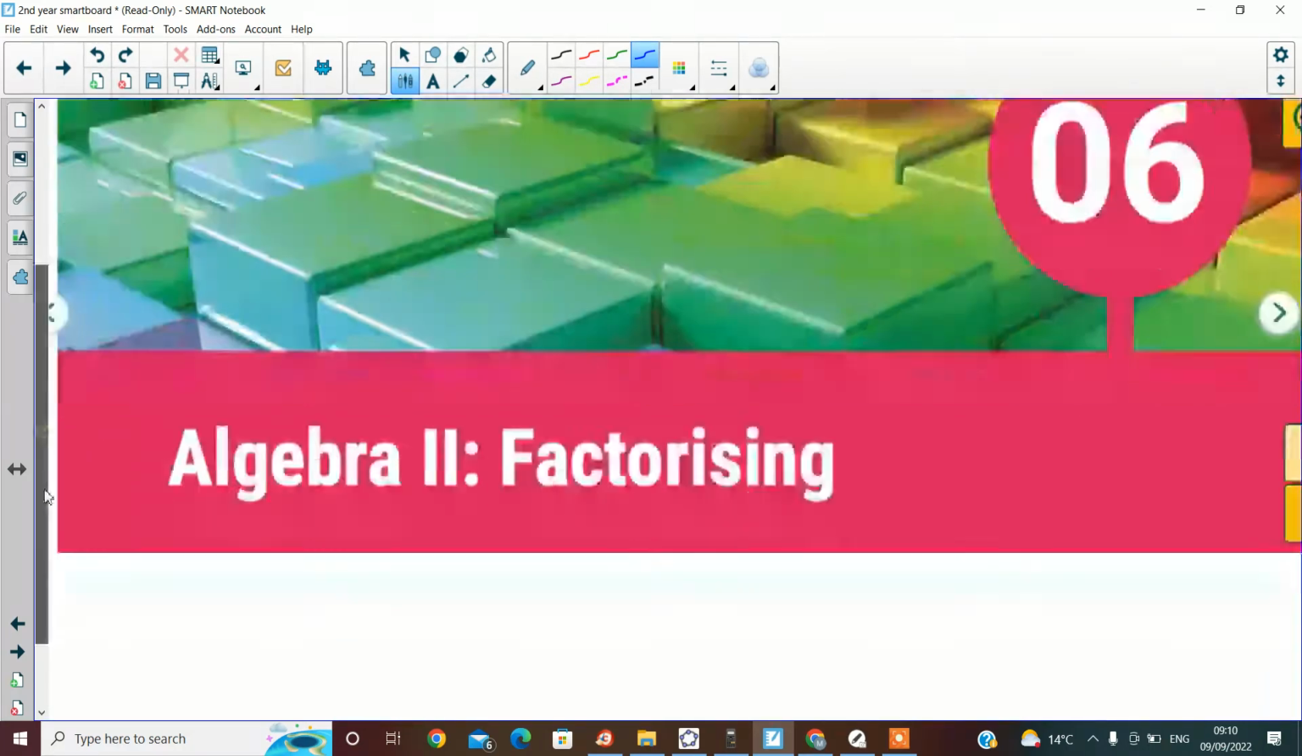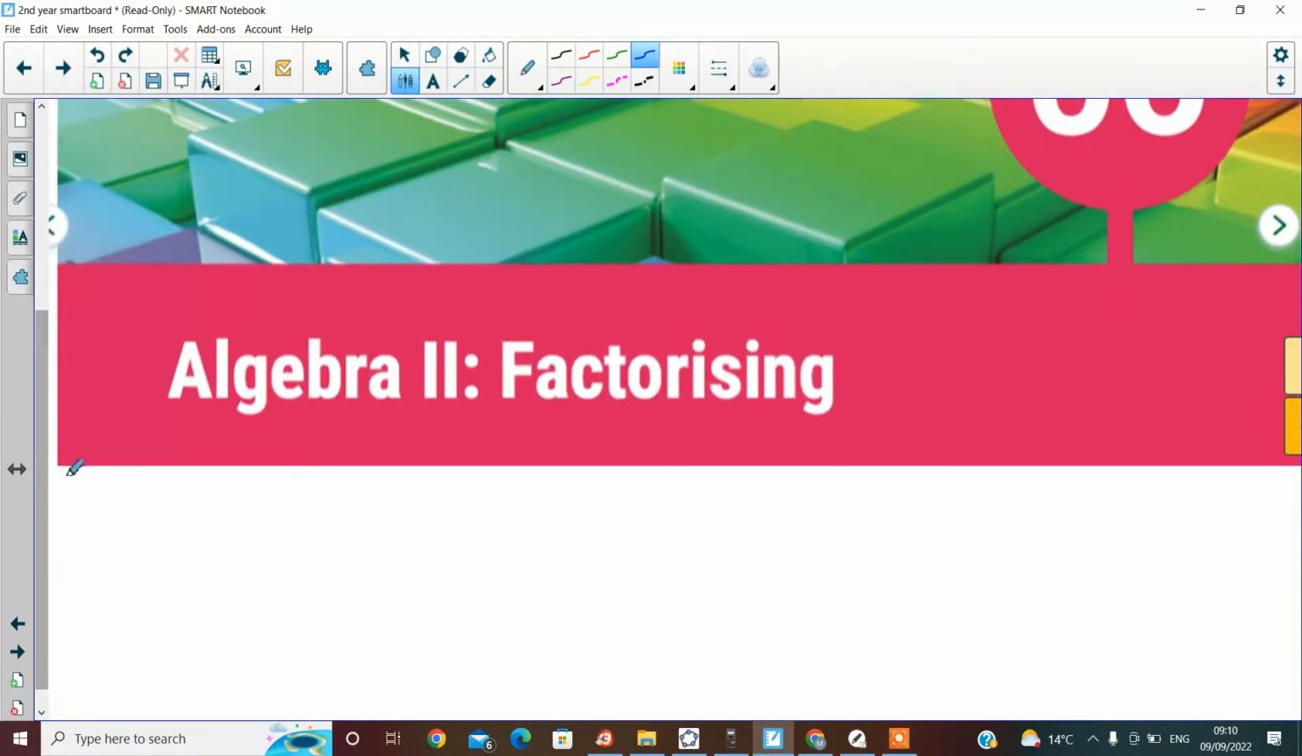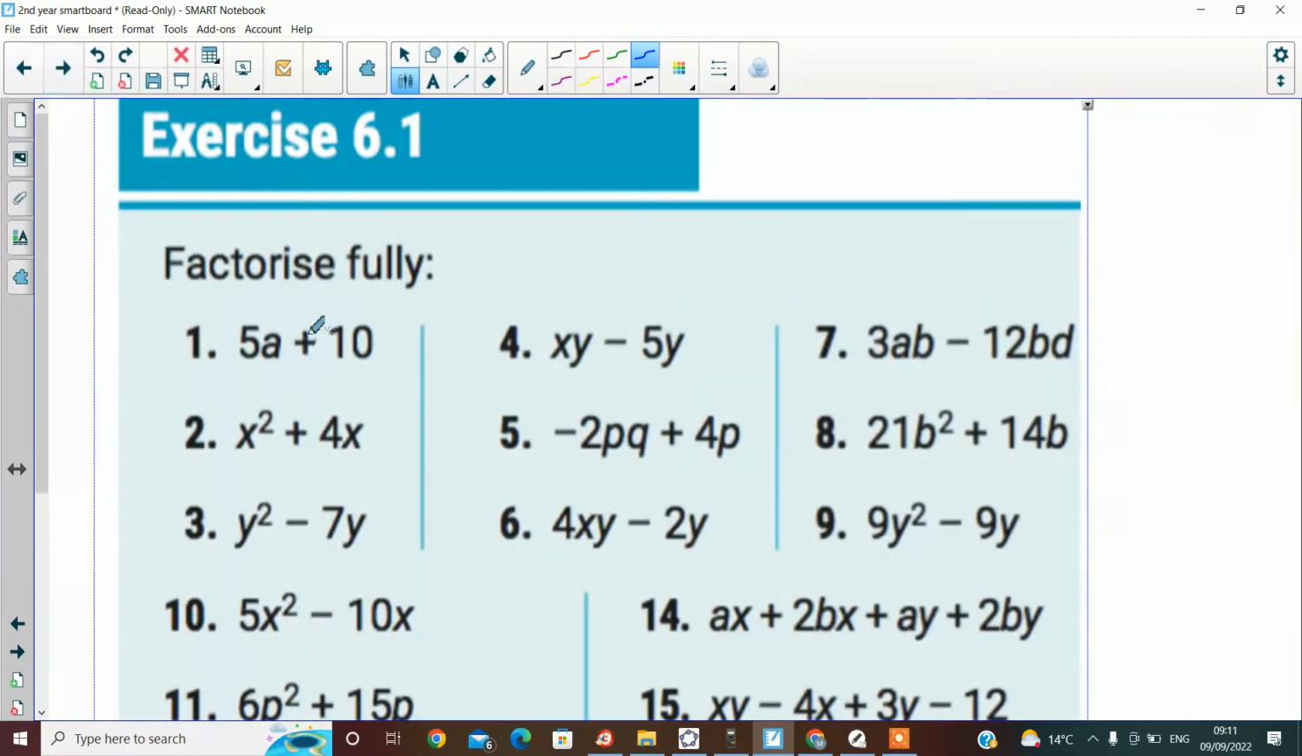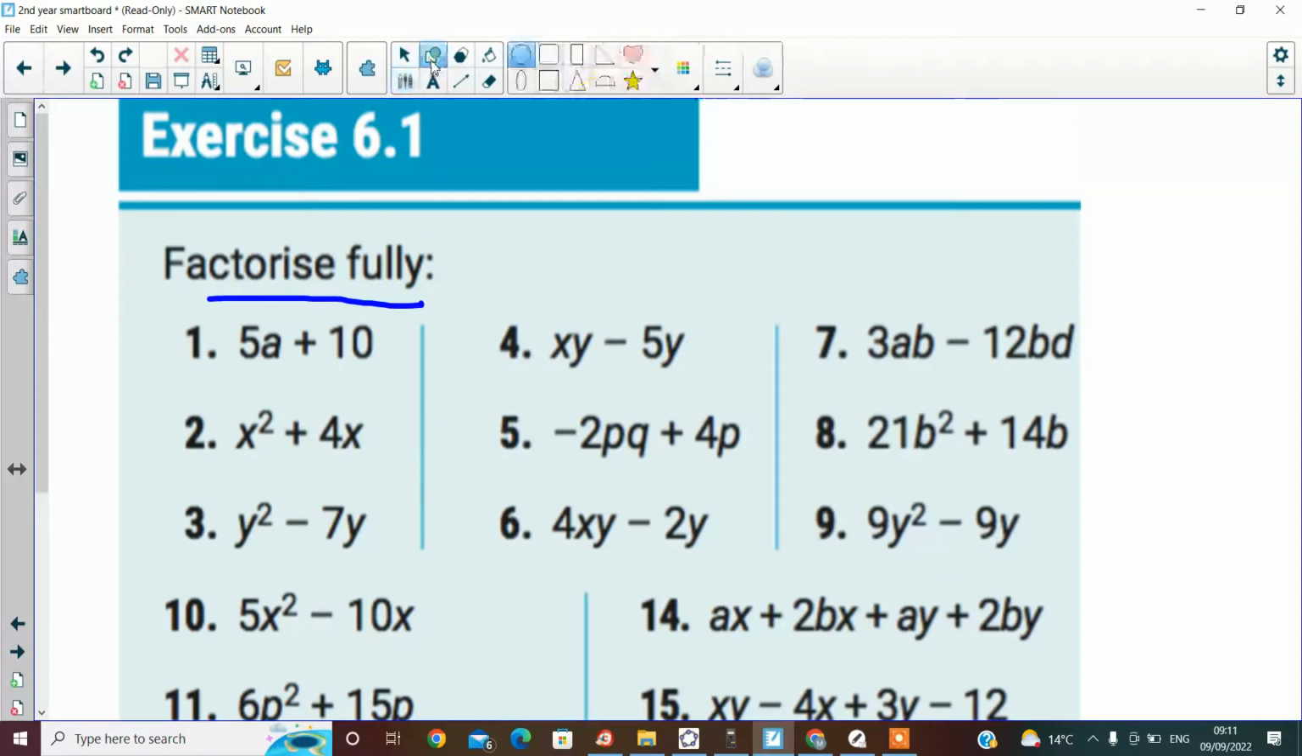Now, guys, this is chapter 2, and it's called factorizing. Every question means factorize fully. This is actually the exact opposite of what we did in the first exercise. So let me show you. I'm just going to do one or two of these, and then we'll give you guys a chance to do them afterwards.